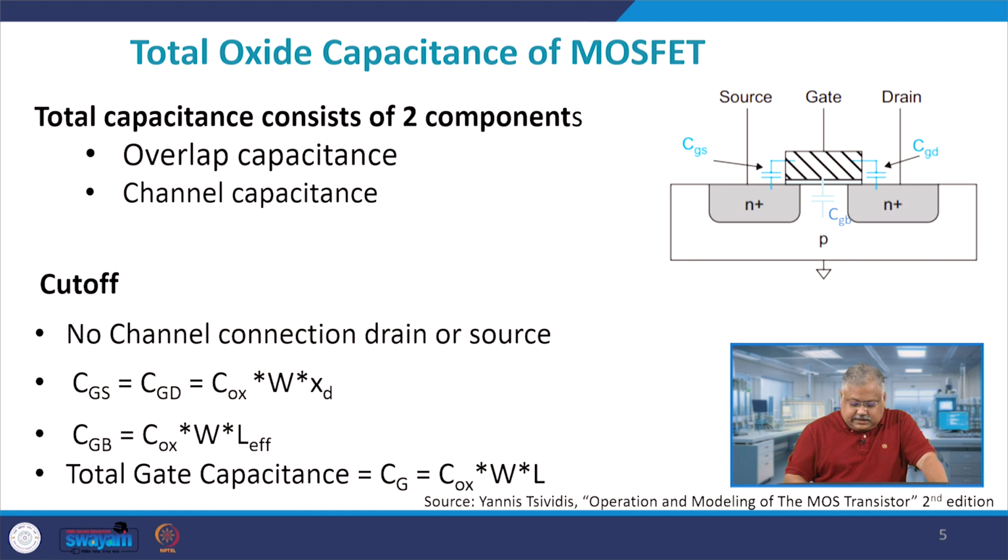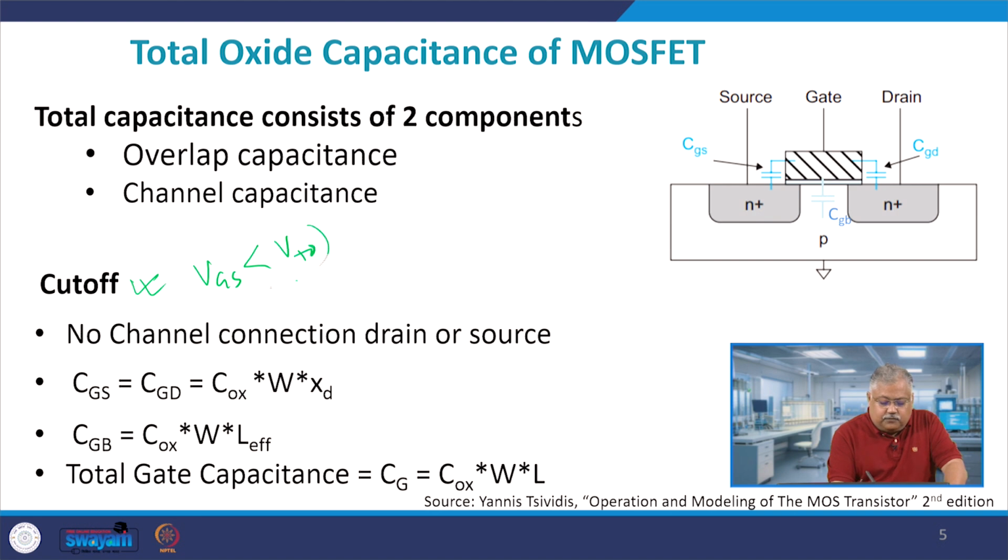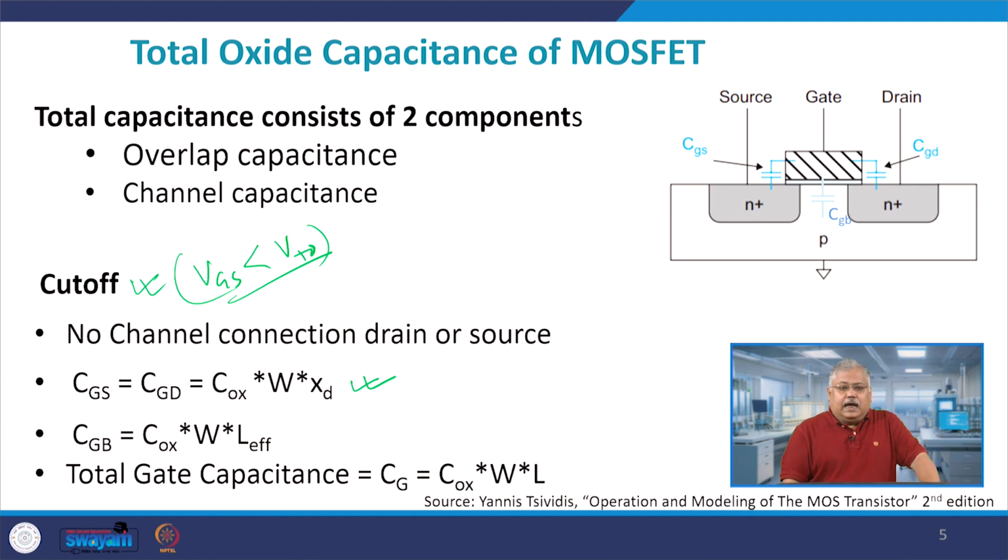Let us go to the first stage, and that is known as cutoff. Cutoff is when VGS is less than the threshold voltage of the device. Your device is cut off, there is no current flow, so there is no channel connection, and therefore my CGS and CGD are nothing but the overlap capacitance, given by Cox into W into XD, which we have already studied in our previous slide. And gate to bulk will be Cox into W into L effective.